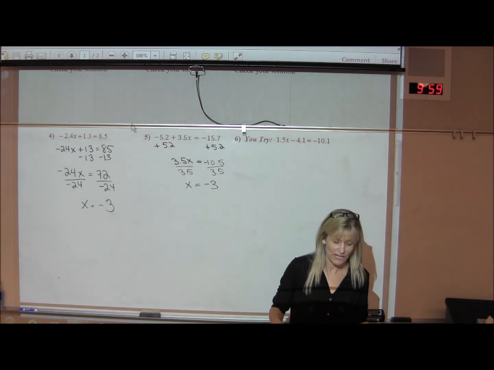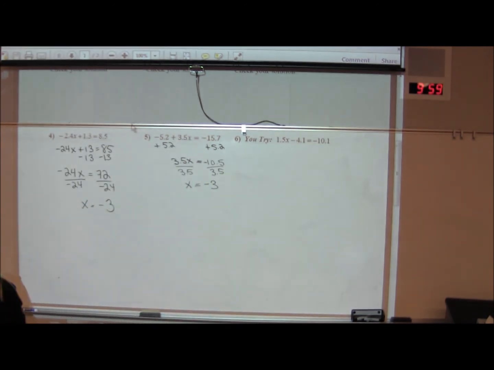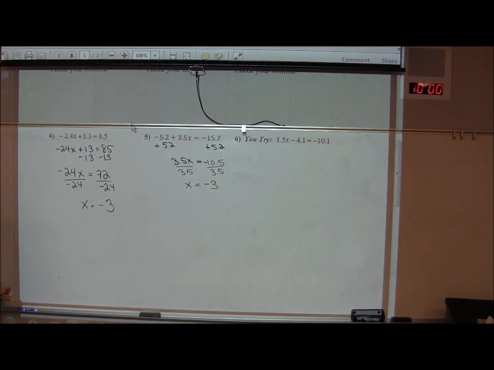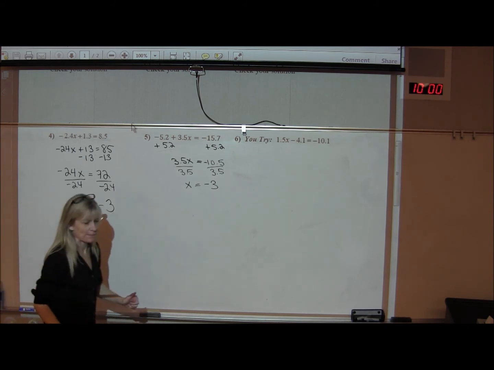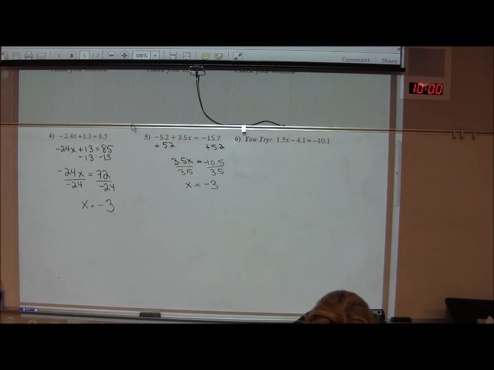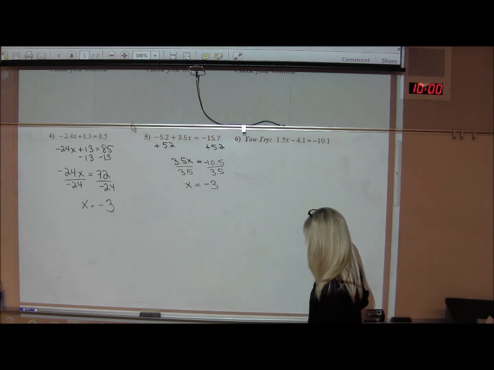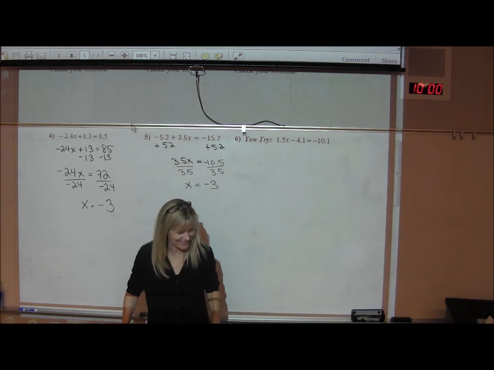So you can either multiply by 10 to get rid of your decimals, or you don't have to. You got it? What'd you get? 4. Okay. Almost. Negative 4? Negative 4. That's what I mean. Okay.